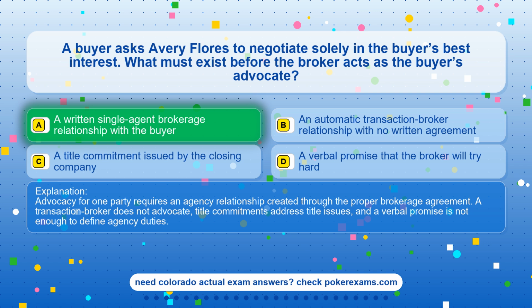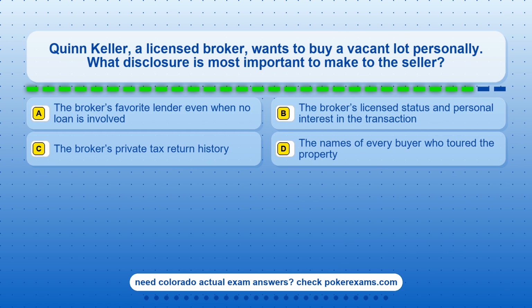Question 7. Quinn Keller, a licensed broker, wants to buy a vacant lot personally. What disclosure is most important to make to the seller? Option A. The broker's favorite lender even when no loan is involved. Option B. The broker's licensed status and personal interest in the transaction. Option C. The broker's private tax return history. Option D. The names of every buyer who toured the property.